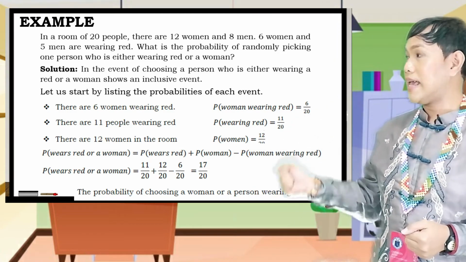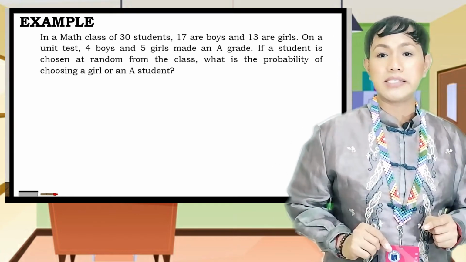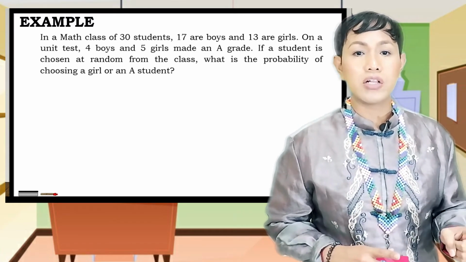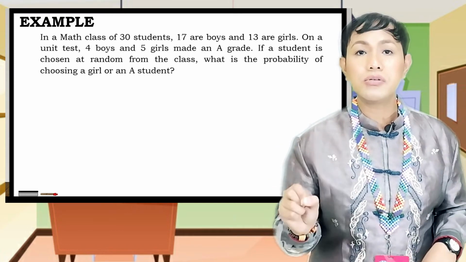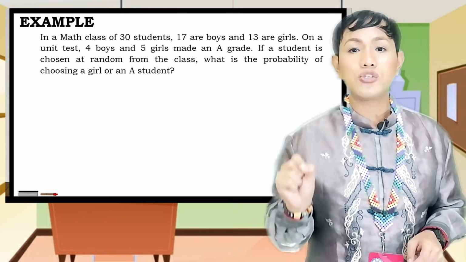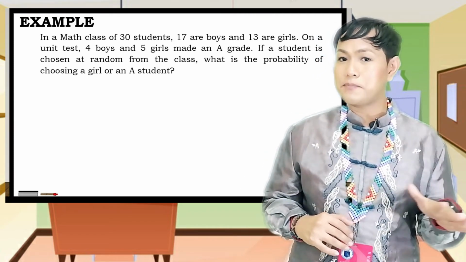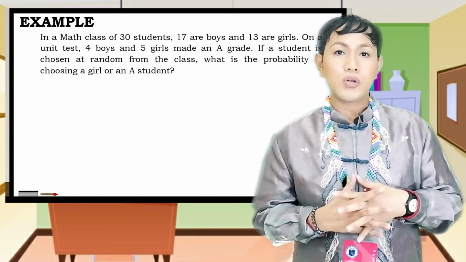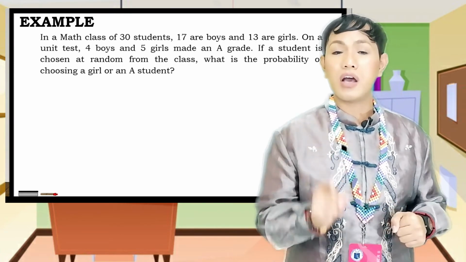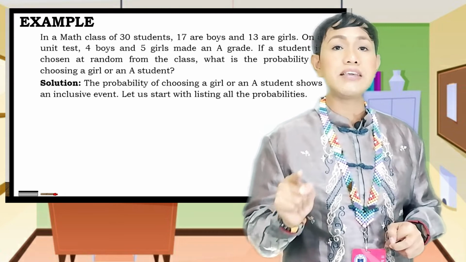Let us now proceed to this next example. In a math class of 30 students, 17 are boys and 13 are girls. On a unit test, 4 boys and 5 girls made an A grade. If a student is chosen at random from the class, what is the probability of choosing a girl or an A student? Ever wonder what kind of probability would this be? Will it be a mutually exclusive event or an inclusive event? You got it right. The probability of choosing a girl or an A student shows an inclusive event.